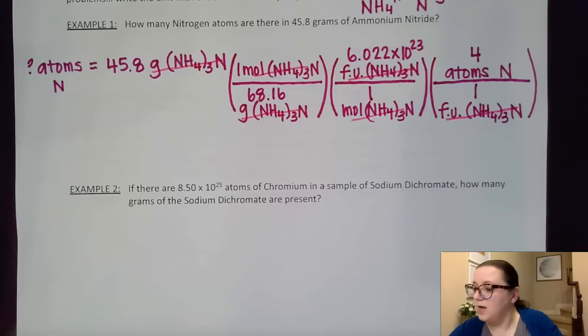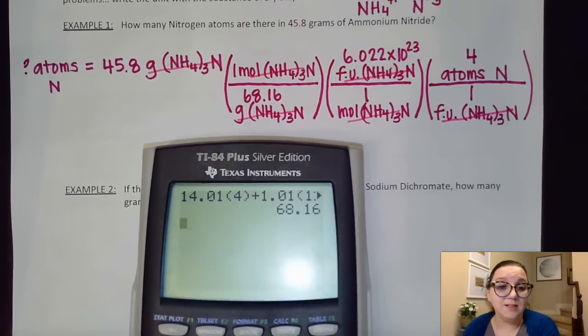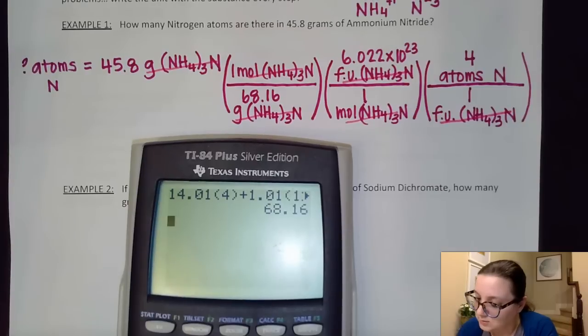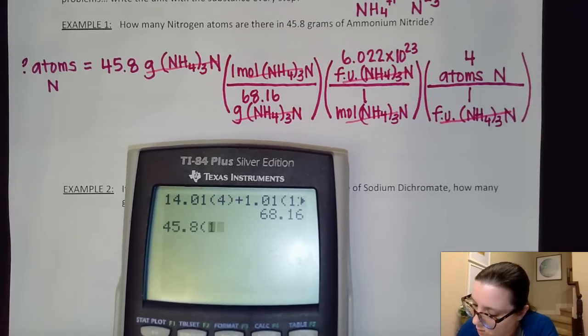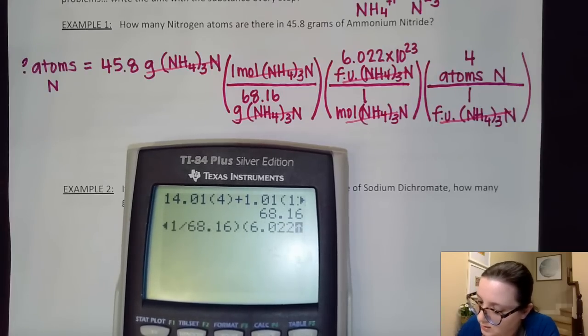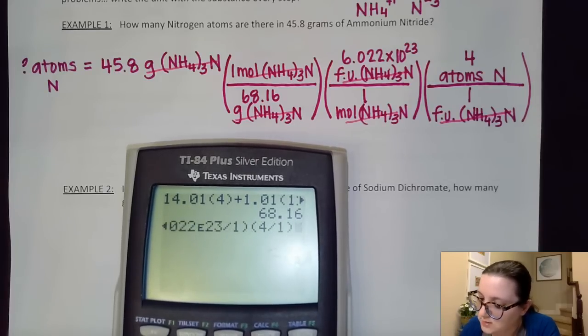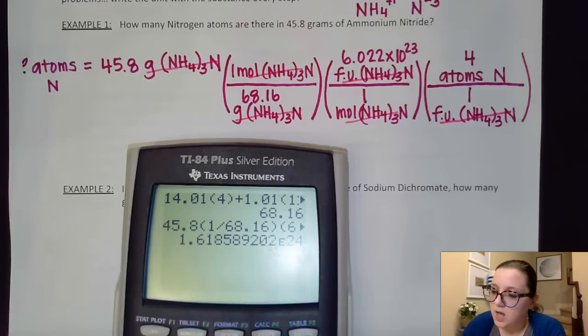Now, as a reminder, I like to plug these in exactly like they look. I think more people make less mistakes if they plug it in how it looks. So I'm going to put my 45.8 in, open parentheses, 1 over 68.16. Then I have my 6.022 E23 divided by 1, and then I'm going to have my 4 divided by 1. Now, obviously, this is going to get us a number here that has lots of digits. I don't want to have to show all those digits, so we can use our sig fig rules.